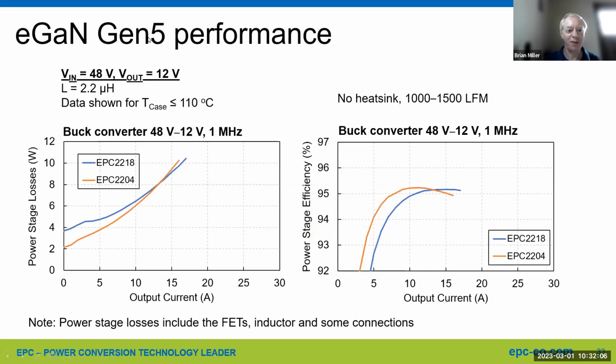First, a review of Gen 5 performance. Popular FETs: the orange is a small FET, the blue is about double the size. So these are some of the most popular FETs out there, 100-volt FETs. This is a buck converter from 48 to 12 at 1 megahertz. This is power loss. Over here, you might be more attuned to efficiency. So you can see with a small FET, the efficiency is better until you get up to higher currents, in which case the larger FET takes over as having the best efficiency.